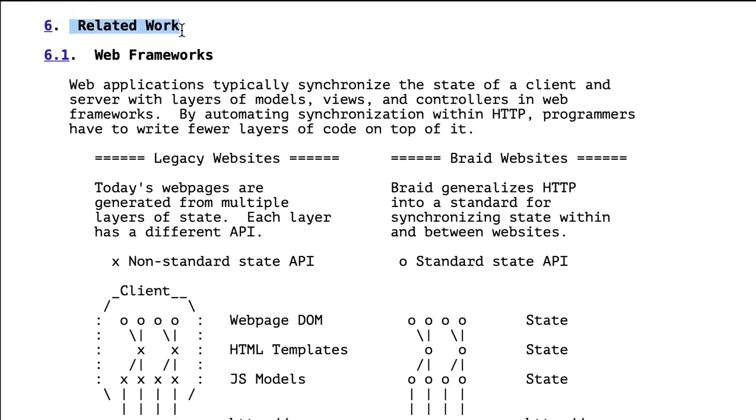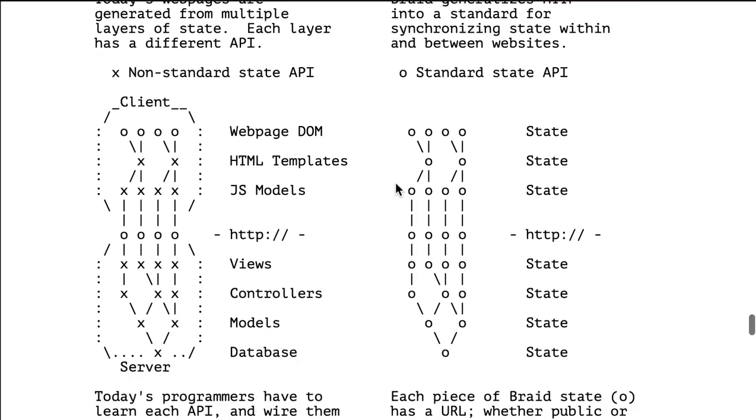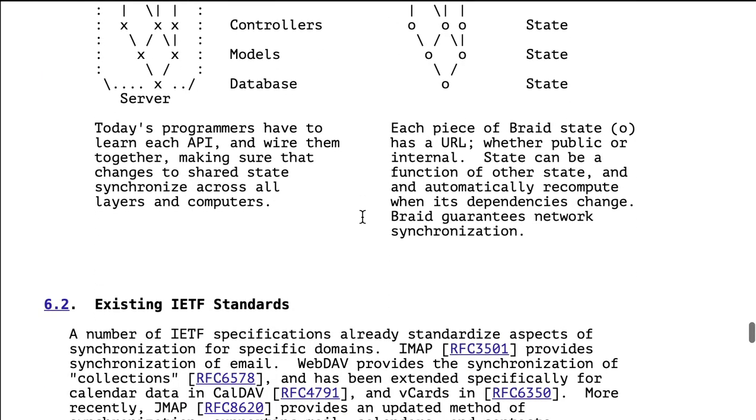Chapter 6, Related Work. Chapter 6.1, Web Frameworks. Web applications typically synchronize the state of a client and server with layers of models, views, and controllers in web frameworks. By automating synchronization with HTTP, programmers have to write fewer layers of code on top of it. And they have an example here.